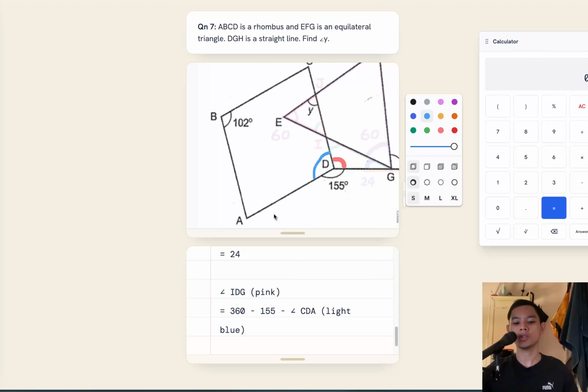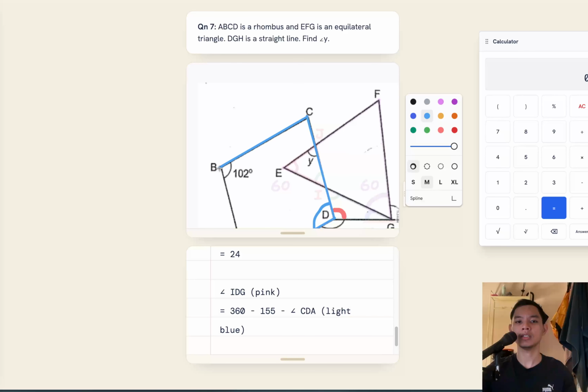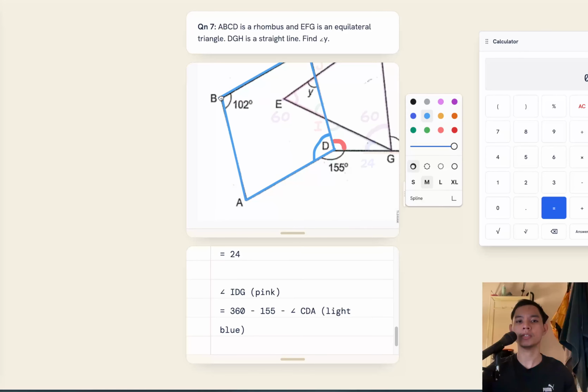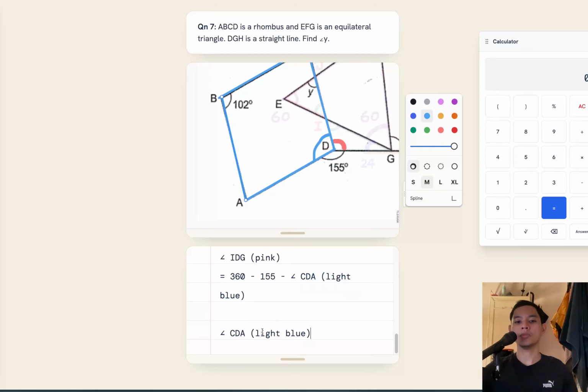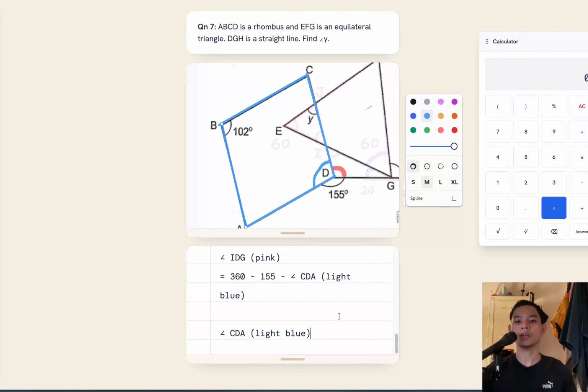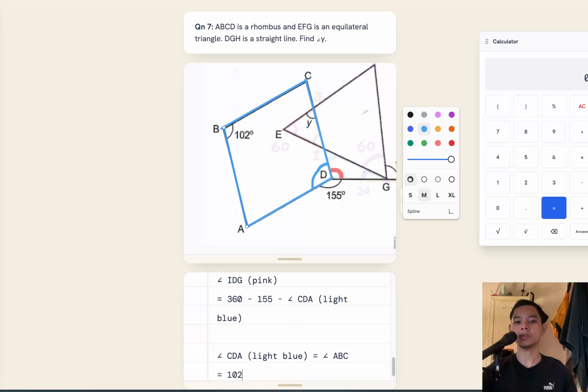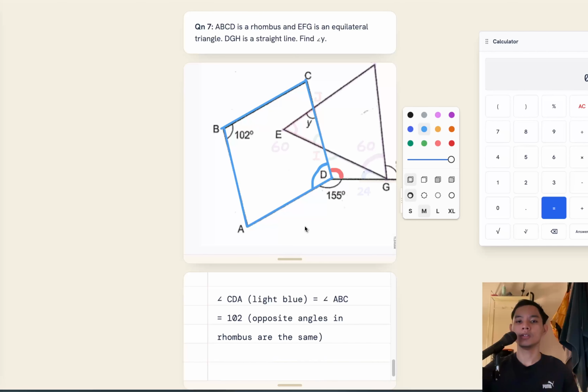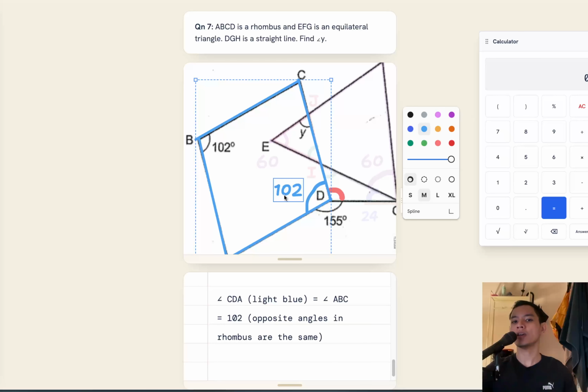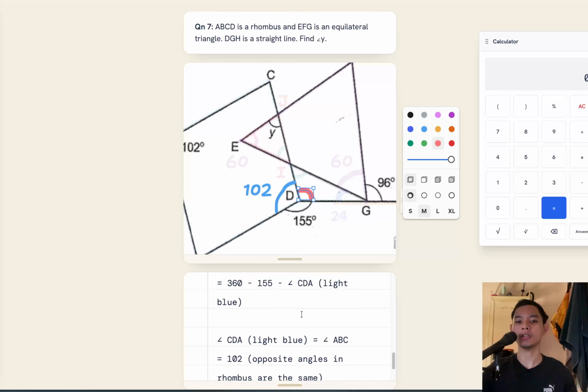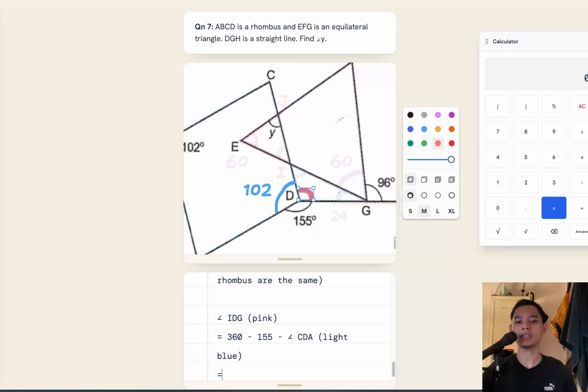What is it? Angle CDA is basically part of this rhombus, this and one more, this. So the rhombus ABCD. Angle CDA, light blue, is part of the rhombus ABCD, which means angle CDA is equal to angle ABC, which means it's also equal to 102 degrees because opposite angles in a rhombus are the same. So this is 102. Therefore, we can find the pink angle that we wanted earlier, which is 360 minus 155 minus 102, which is equal to 103.